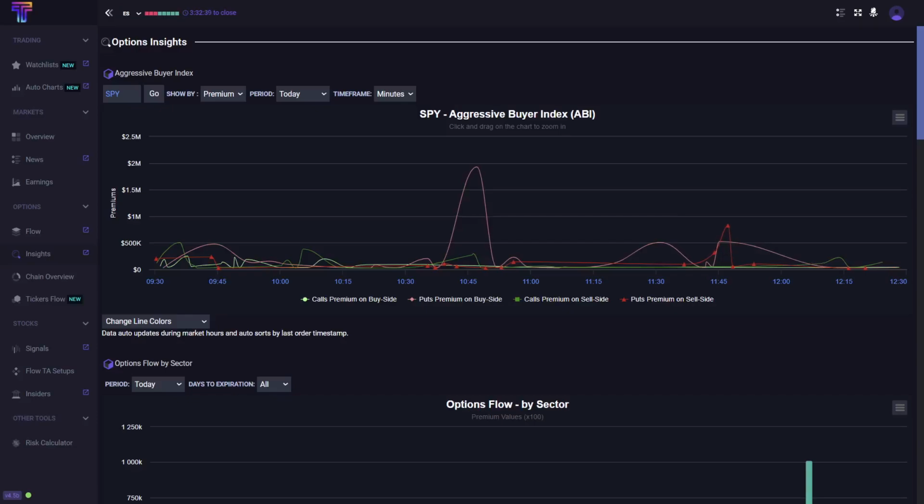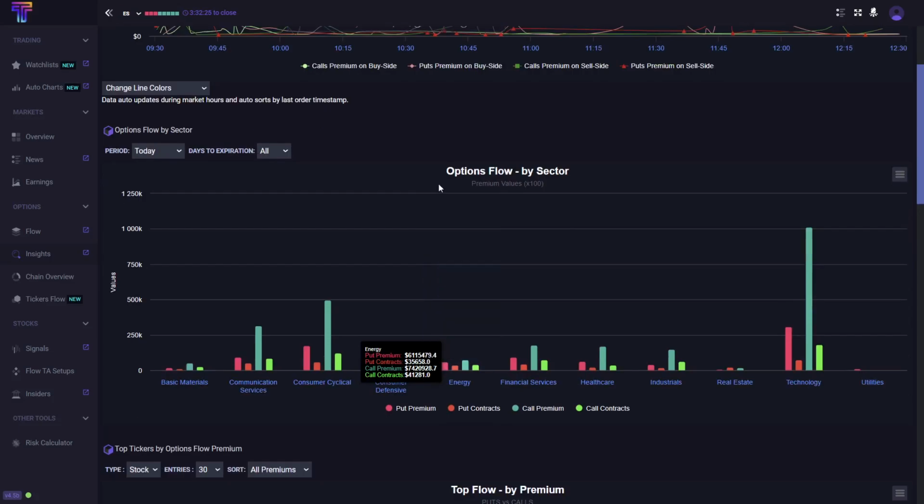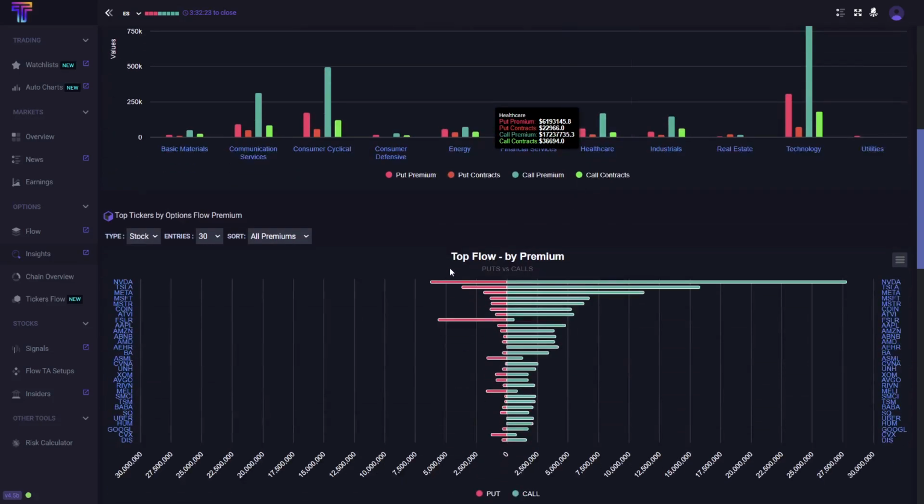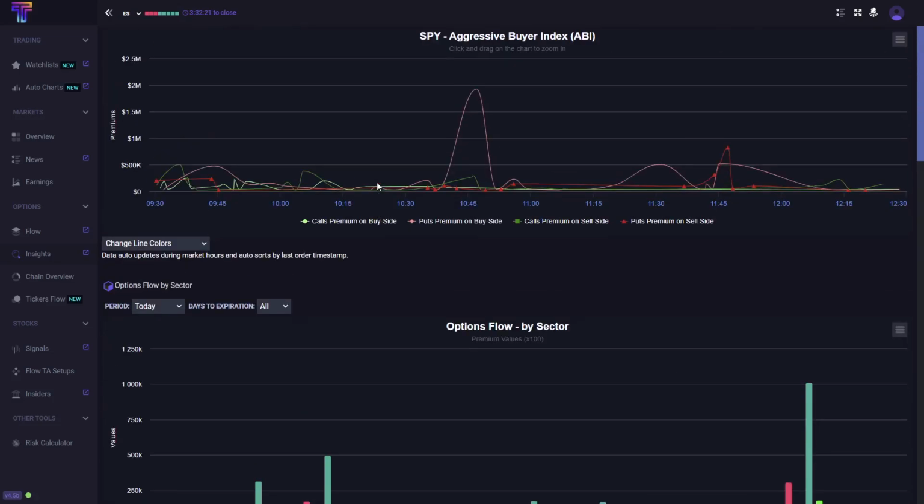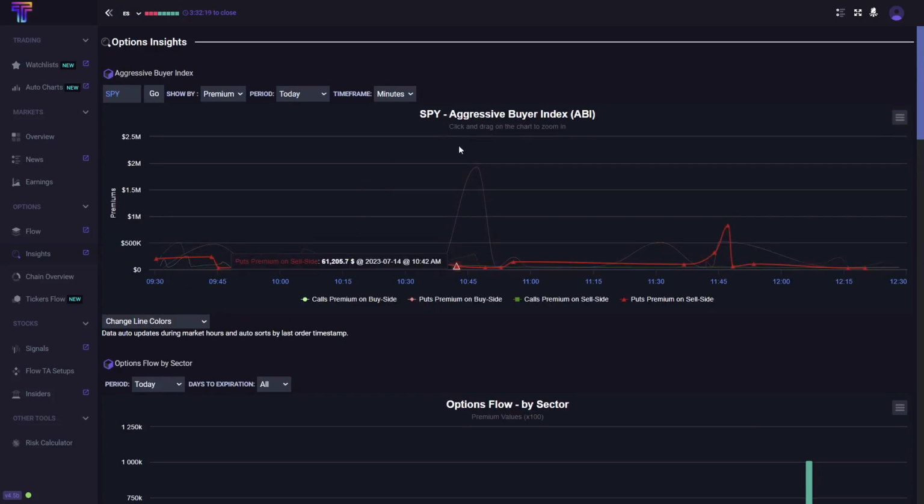In this tutorial, we will go over TradeUI's Insight tools. Whenever you log into TradeUI and you click on the left-hand side right here, you'll select Insights. And what that does is brings up three different tools for TradeUI: the Aggressive Buyer Index, ABI, Option Flow by Sector, and Top Flow by Premium. We'll start with the ABI.